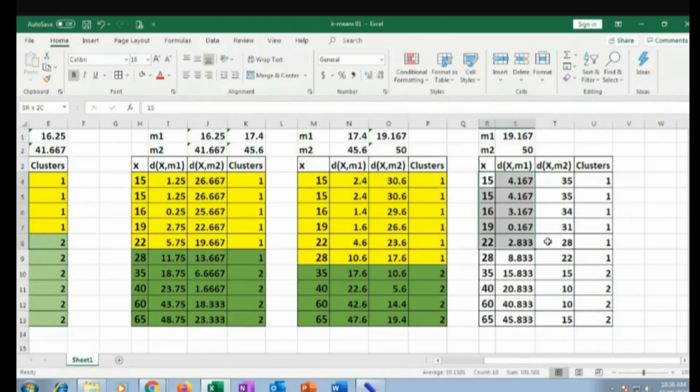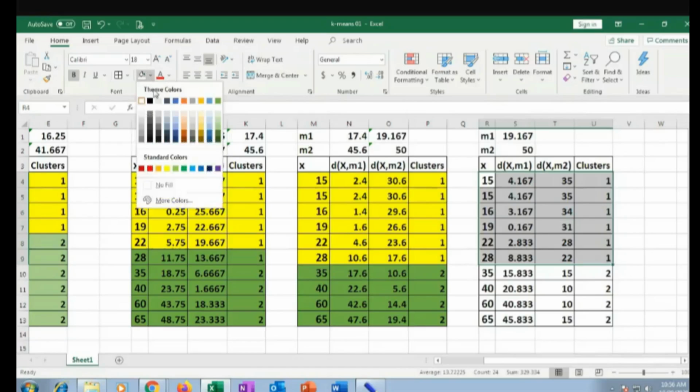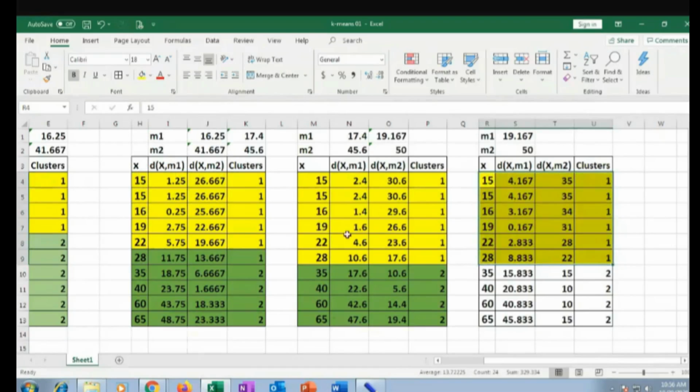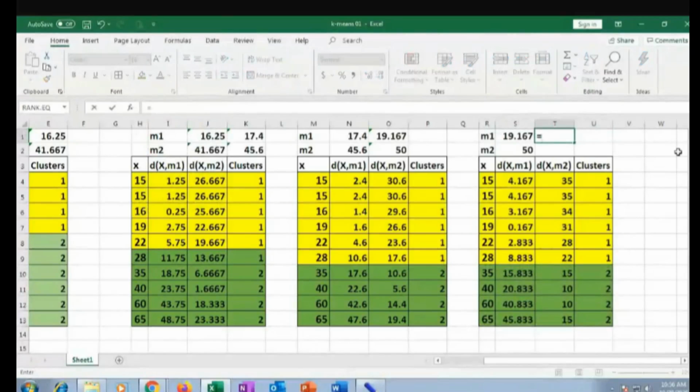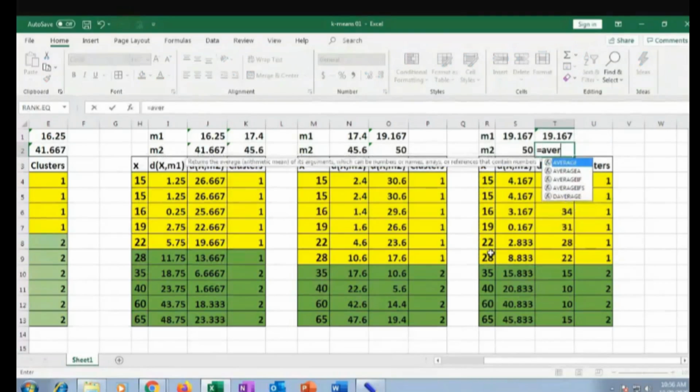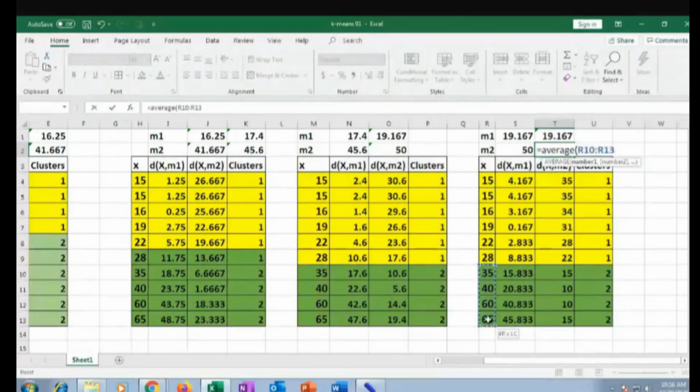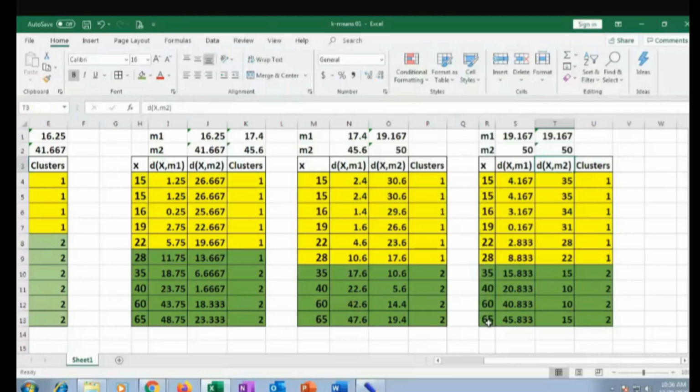Now as you can see, these are the cluster assignments: these are the points in the first cluster and these are the points in the second cluster. What are the average values? The points have not changed, so the mean of this particular cluster will be the same: 19.167, and the average of 35 to 65 is 50. This is the same as this, and this is the same as this.